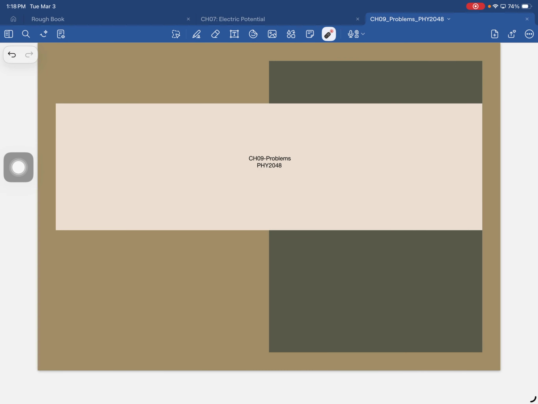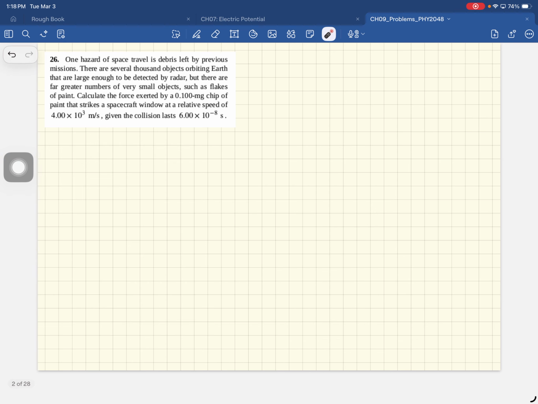1 milligram. A milli is 10 to the minus 3, and a gram is 10 to the minus 3 kgs. So that's the mass of the speck of paint.